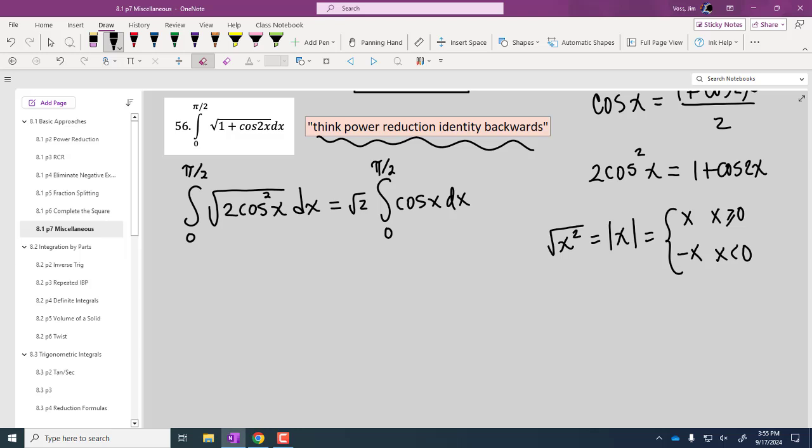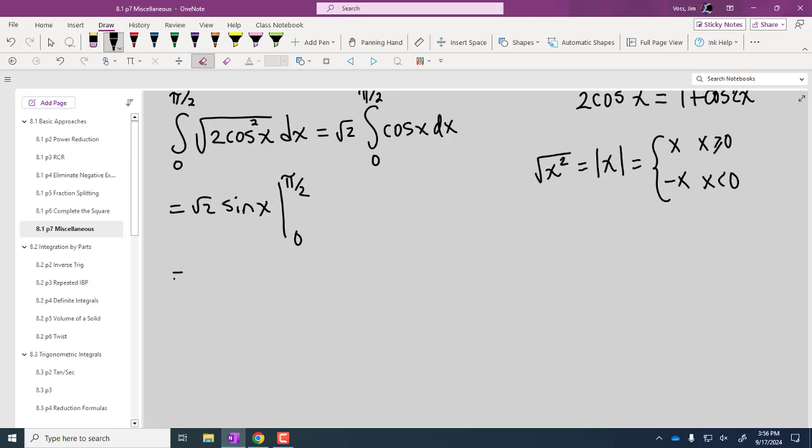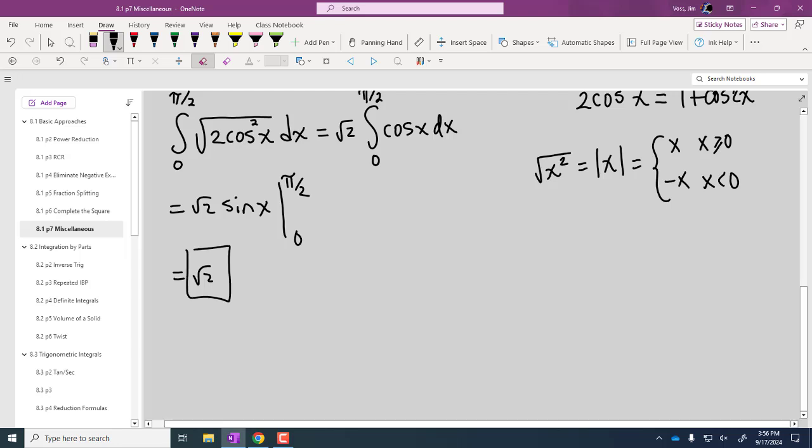Okay, so then we integrate cosine and get sine on this interval, 0 to pi over 2. Sine of pi over 2 is 1. Sine of 0 is 0. So we end up with just the square root of 2. Square root of 2.